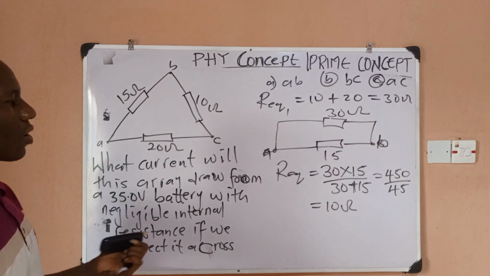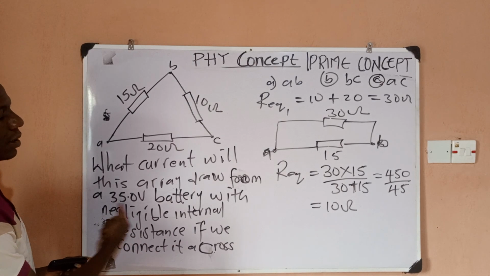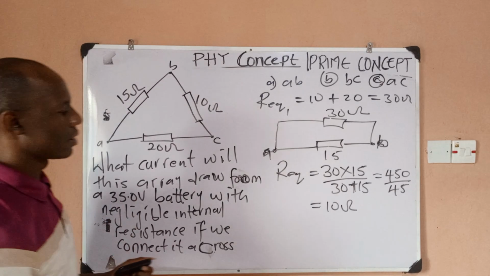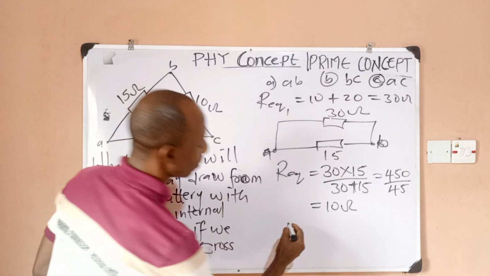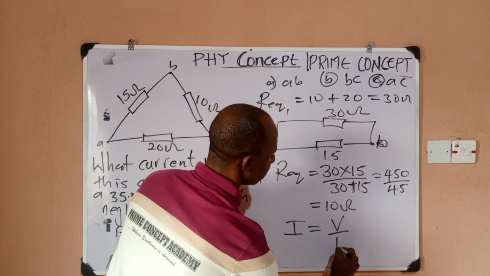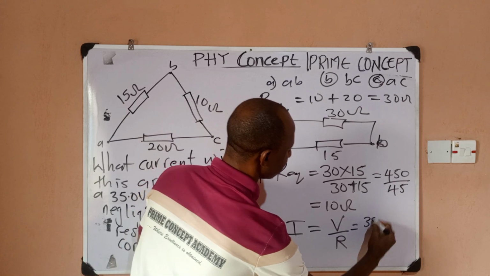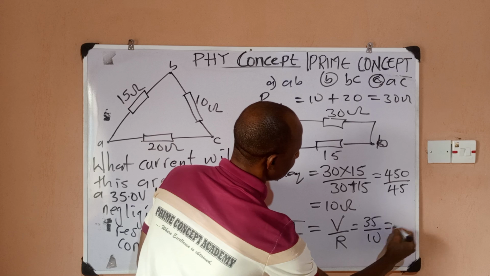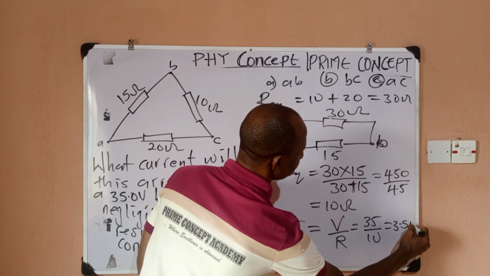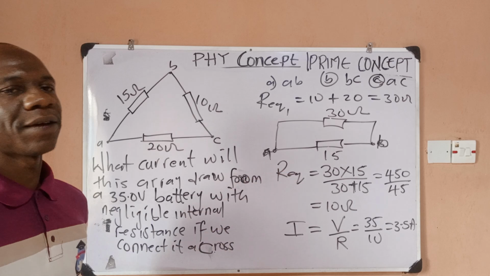Now, I want to find the current. Remember, they said it is connected across a 35 volt battery source. According to Ohm's law, current I is going to be V by R. Our V is 35 and our R is 10. So our answer is going to be 3.5 ampere. So the current is going to be 3.5 ampere.